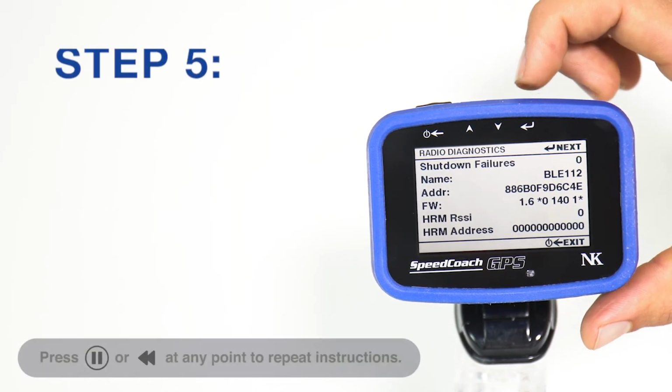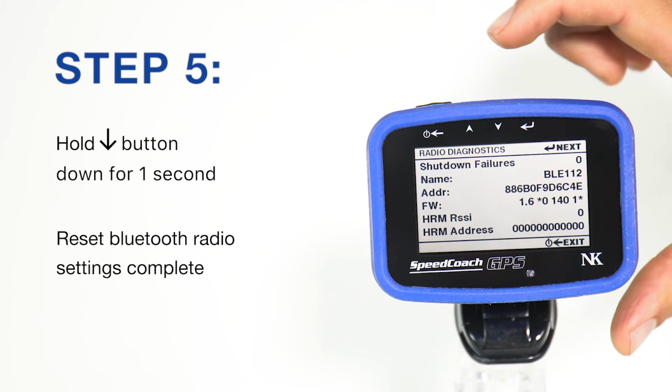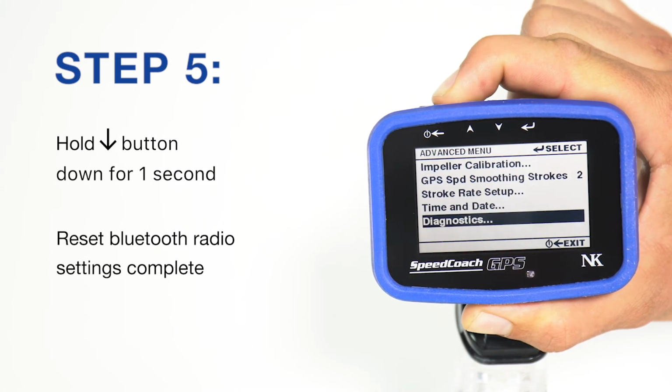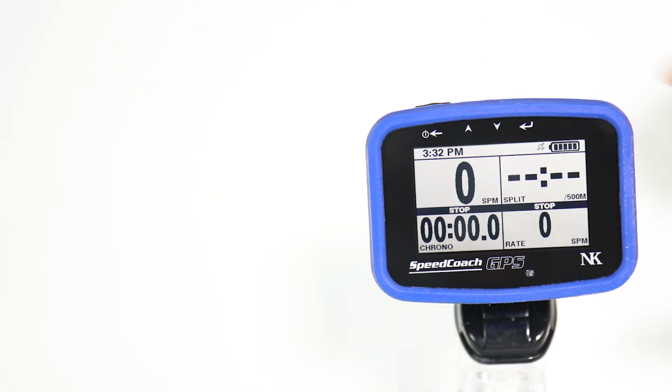To reset the Bluetooth settings, we'll hold the down button down for about a second, and that'll reset our Bluetooth radio settings. To exit, we'll just press the power button to back up through the menus back to the Speedcoach's main display.